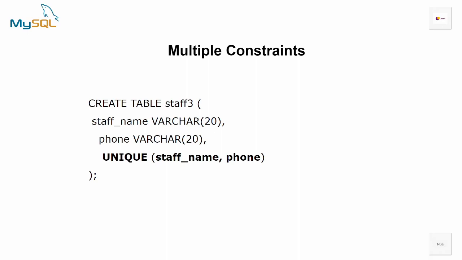So this means that the combination of this staff name and phone has to always be unique. So the uniqueness in this case is enforced based on the uniqueness of the combination of staff name and phone. In this staff 3 table, staff can have the same name, but staff cannot have the same combination of name and phone. Let's head back to command line client.